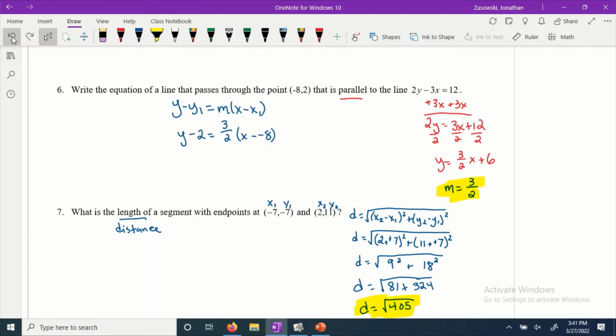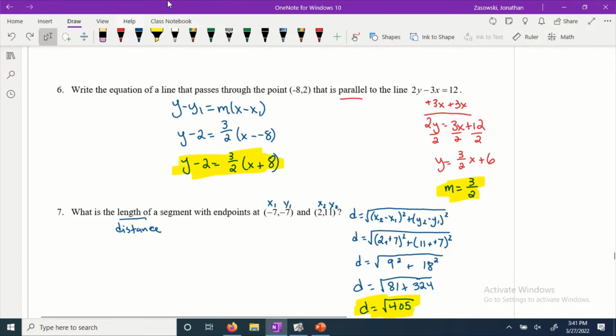So y minus 2, because that is our y coordinate, equals 3 over 2 x minus negative 8, or y minus 2 is equal to 3 over 2 x plus 8. But the double negative becomes a positive.